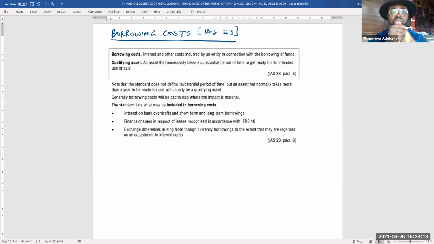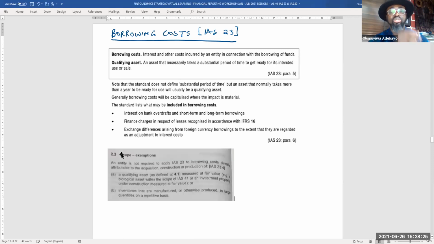Therefore, these are what will shape our narrative to appreciating and having a better understanding of borrowing costs. But there are two categories of exception to the scope of borrowing costs in line with the requirement of IAS 23.